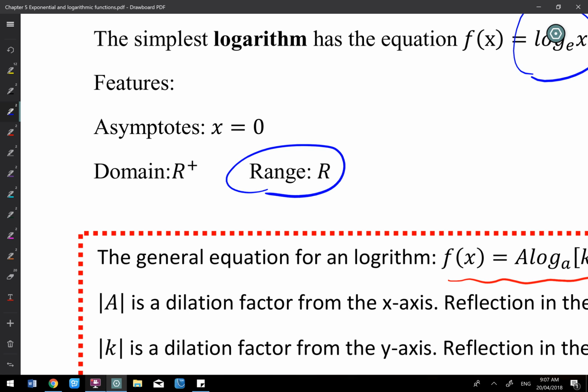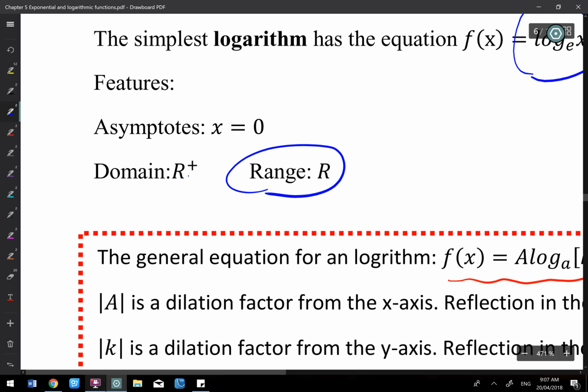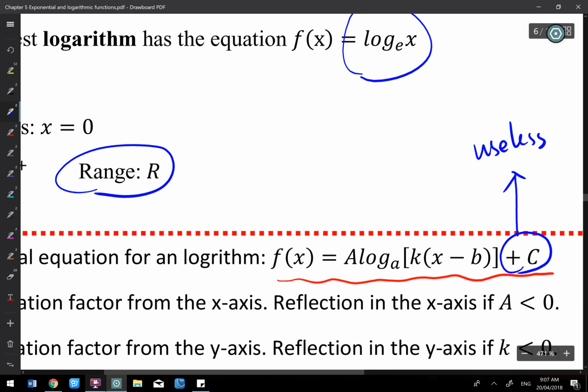Unless the domain is restricted, the range is always R for log. It doesn't matter what log equation you have. The range is always R because the domain for any exponential will be R. So that's why the range will always be R. And the domain will not really be R plus. R plus is only for log x.